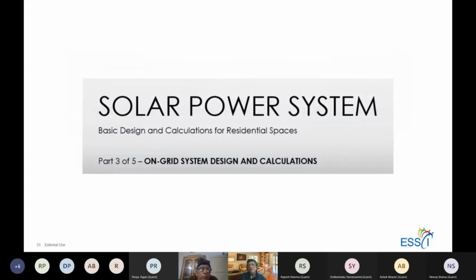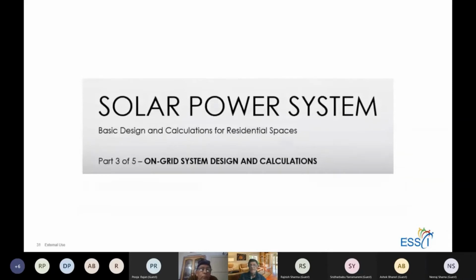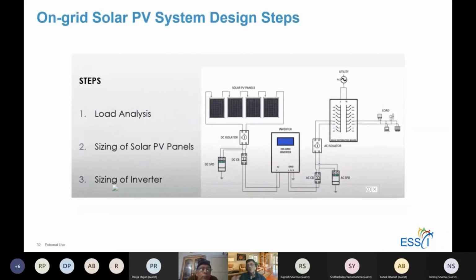So now we are getting on to the third step. The third step is actually doing an on-grid system design and calculations. We are going to look into what the steps are which are being done to design this SPV system. You saw some of it being done by the software, but we don't know the full logic of the software, and sometimes you want to actually do this on your own also.